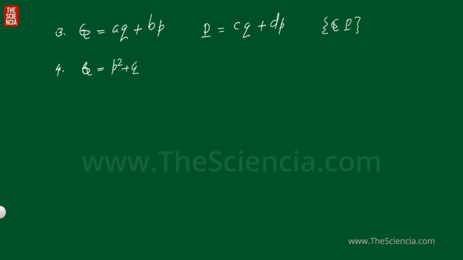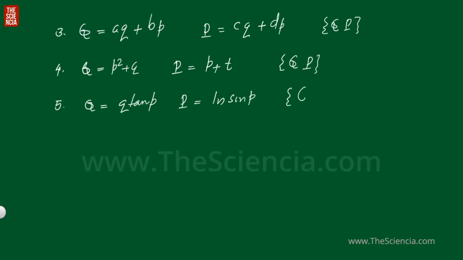Example 3. Capital Q is equal to aq plus bp and capital P is equal to cq plus dp. Find the Poisson bracket of QP. Please do it. Another example, capital Q is equal to p square plus q and capital P is equal to small p plus t. Find Poisson bracket of QP. Another example, Q is equal to q tan p and capital P is equal to log sin p. Find Poisson bracket of QP. So please do all these problems.